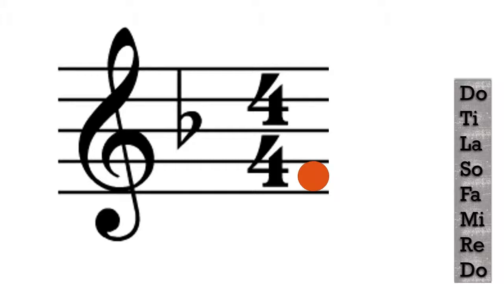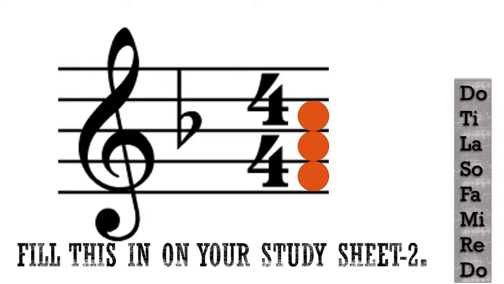If do is on a space, then mi is on a space, then so is on a space. So that do, mi, so, if it starts on a line, then it's on a line. If it starts on a space, it's on a space. And once we find those, we can find all the other pitches in relation to that. So fill this in on your study sheet on example 2. First of all, you're going to write: if do is on a space, then mi is on a space, then so is on a space. And then you're going to fill in do, mi, so on example 2.